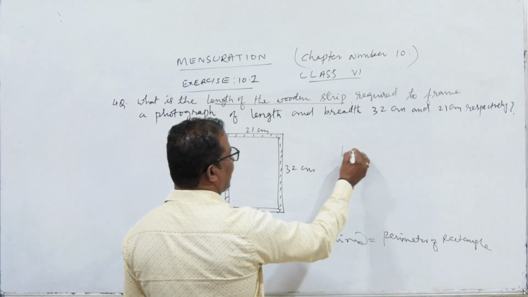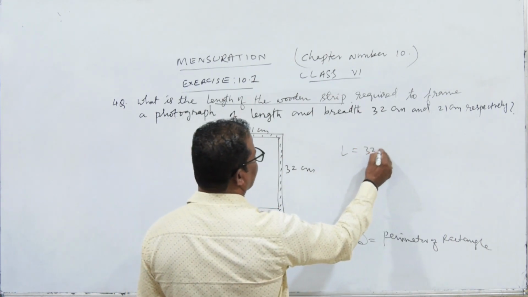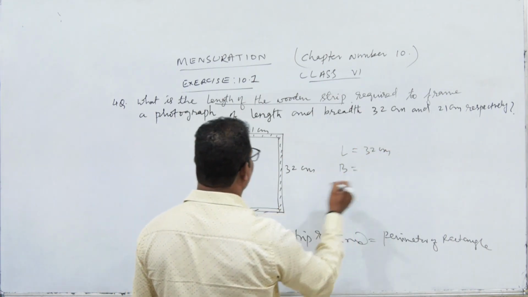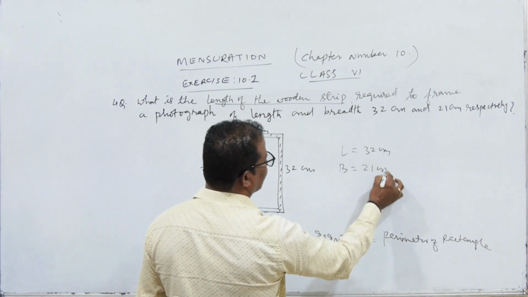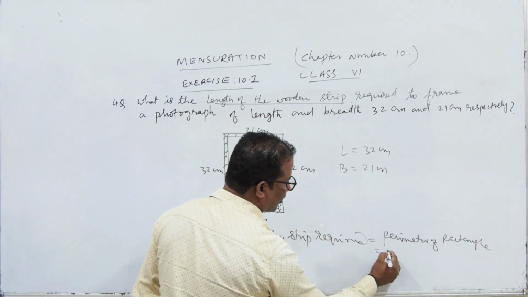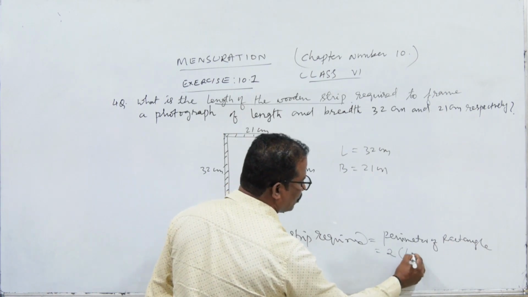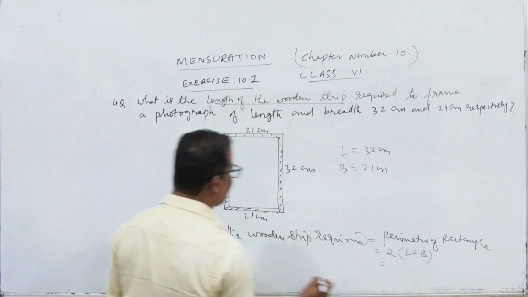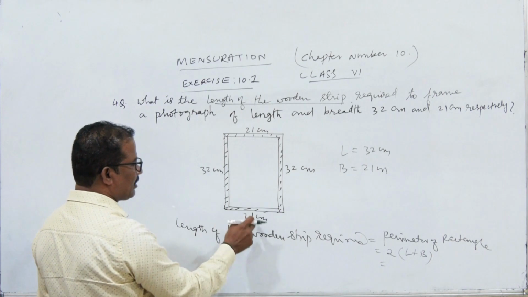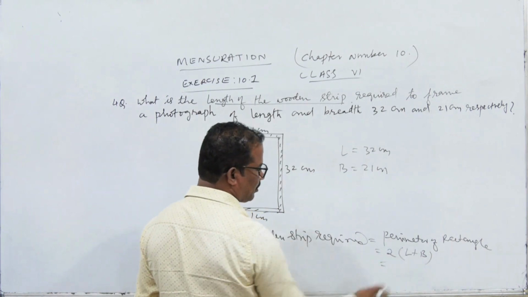Understand? In this, what is the length here? The length is 32 centimeter and the breadth is how much? 21 centimeter. So perimeter of a rectangle means in the formula it is 2 into length plus breadth, because there are 2 lengths and 2 breadths. 2 is taken as common, so length plus breadth.